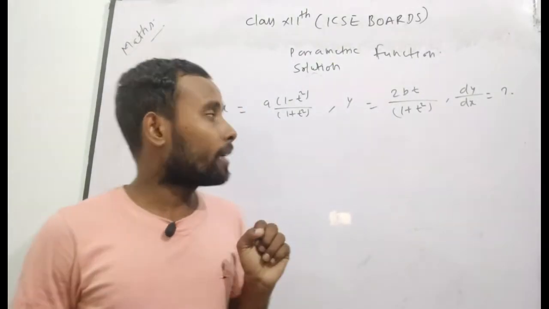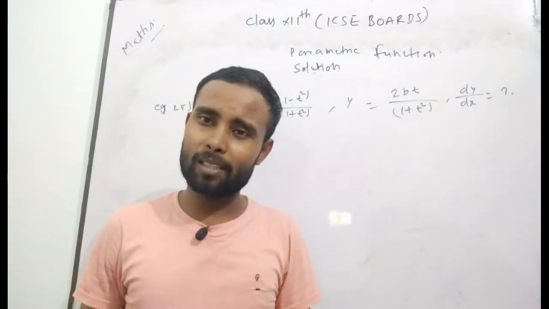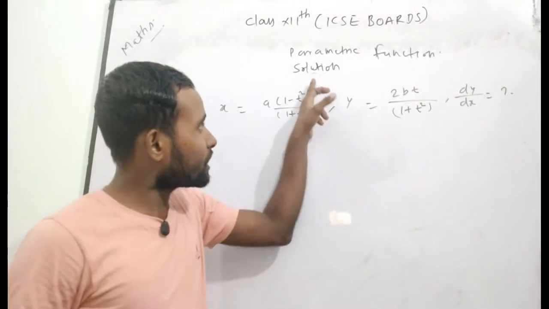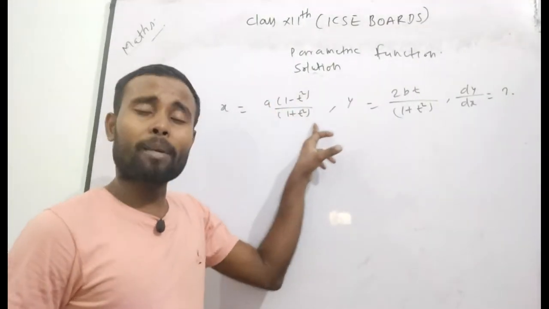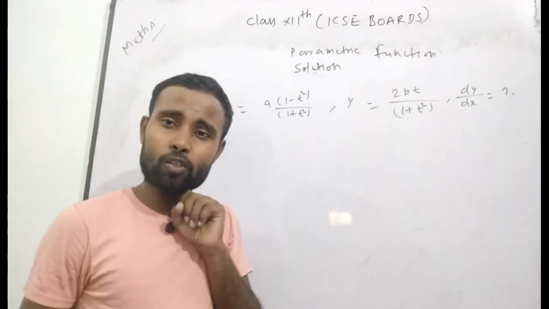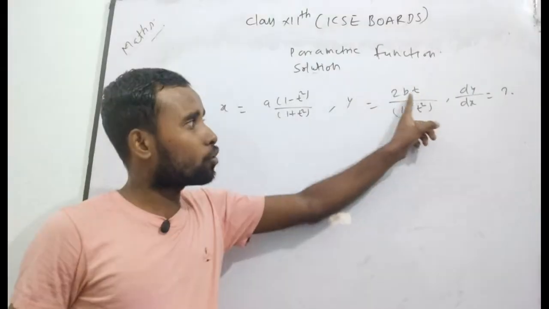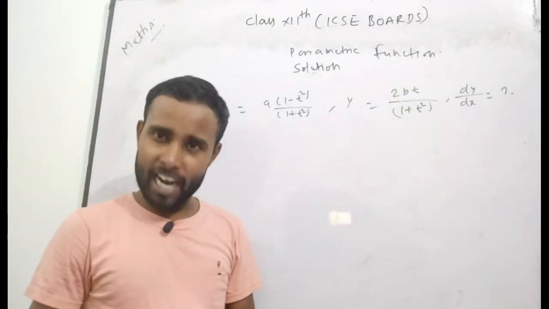Now you will ask, sir, how does it arise? You can solve this question by the alternative method. This is very easy. Now, if you see this expression, 1 minus t square divided by 1 plus t square, and this is 2bt divided by 1 plus t square, in which form are both expressed? Can you tell me?